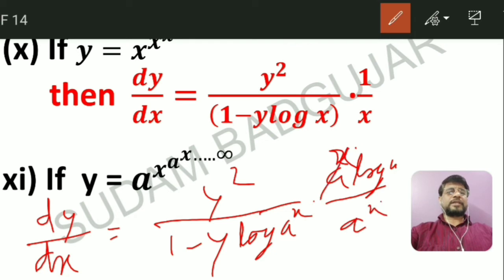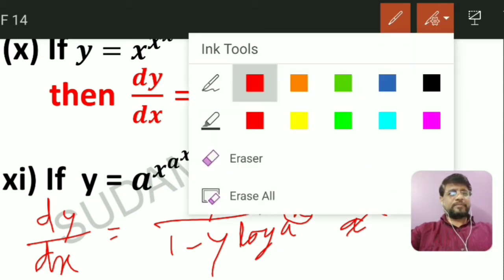Here a raised to x gets cancelled and this x becomes multiplied. The final answer is y square upon 1 minus xy into log a into again log a, that is the last answer is y square into log a upon 1 minus xy log a. That's it. It's a very simple form.